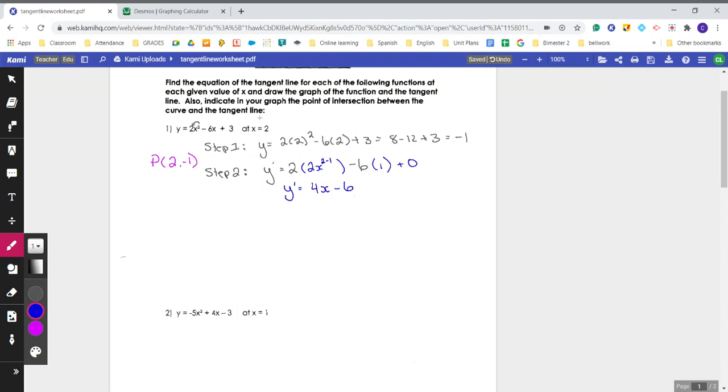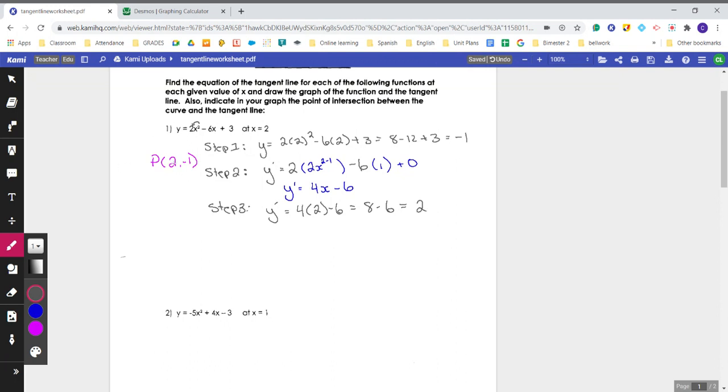So this will allow me to find the slope of my curve at any point. Specifically, we want to find it at this point because this is where our tangent line lays. So if I find the slope at this point, it's going to tell me the slope of the line coming off of that point. So step 3, we need to use our gradient function to find our slope. So we're going to sub 2 into our derivative. Because 4 times 2 is 8 minus 6 equals 2.